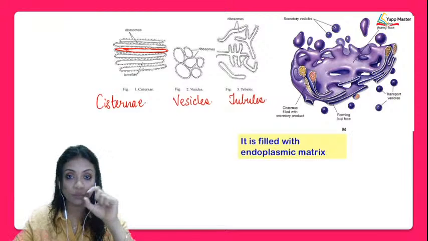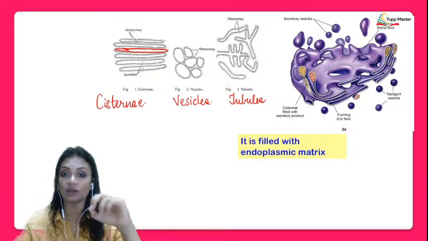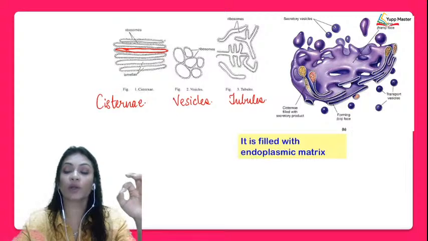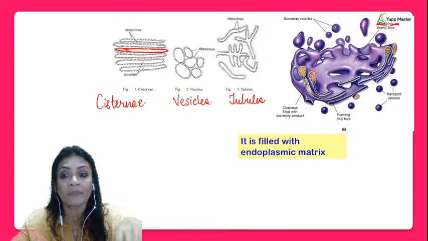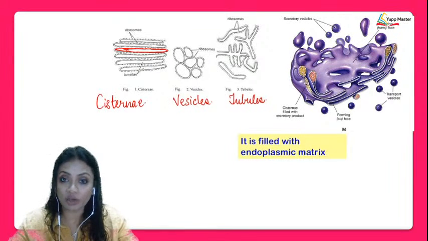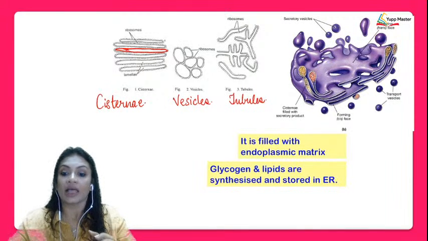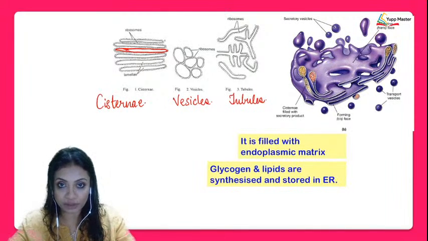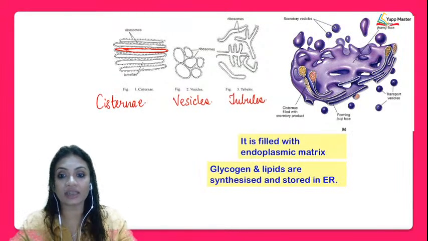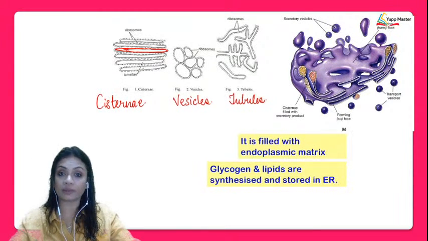Basically, whatever the shape of the endoplasmic reticulum may be, internally it is always going to be filled with matrix. Don't forget that. That is the reason why nothing is ever left empty. It is always filled with a fluid. Also, one very important thing: glycogen, that is stored glucose, and lipids are both synthesized here, and they are not only synthesized, they are also stored in the endoplasmic reticulum.